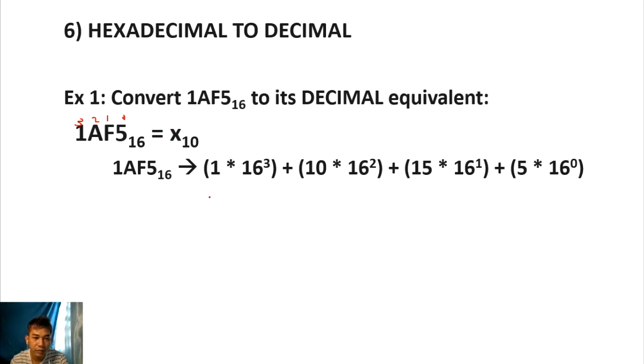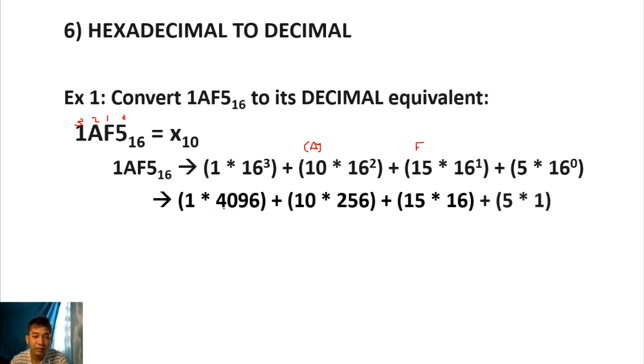So of course, we are going to multiply 1 times 16 raised to the power of 3 plus A. So ang A is 10. So of course, 10 times 16 to the power of 2 plus ang F naman is 15. So that is why 15 times 16 to the power of 1 plus 5 times 16 to the power of 0, which is 1 times 4096 plus 10 times 256, and so on.